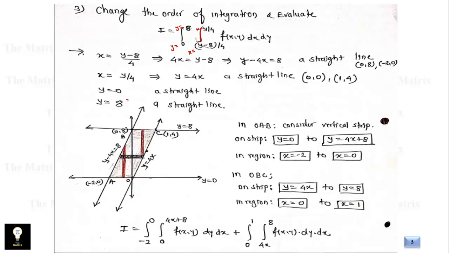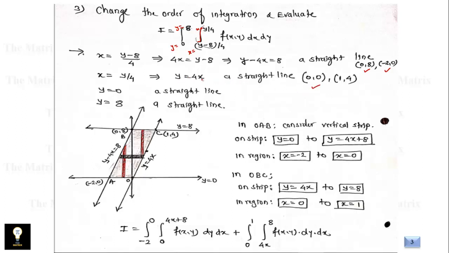Now to draw straight lines, we need at least 2 points. So if you put x equal to 0, we get y as 8. So this is (0, 8), one of the points on that line. And if you put y as 0, we get x as minus 2. So we get another point (minus 2, 0). This way we can find out 2 points lying on that line. Similarly, if x is 0, y is 0, it is passing through the origin. And if x is 1, you can put any value.